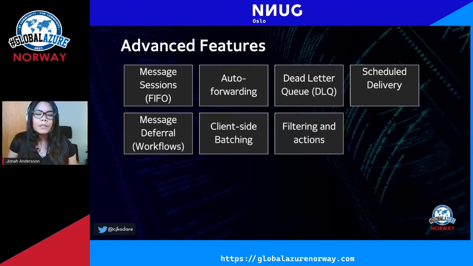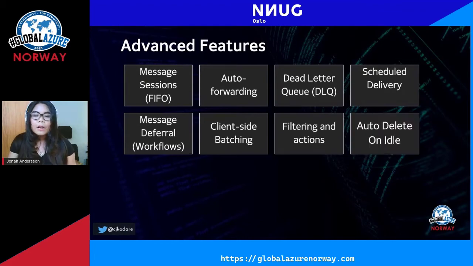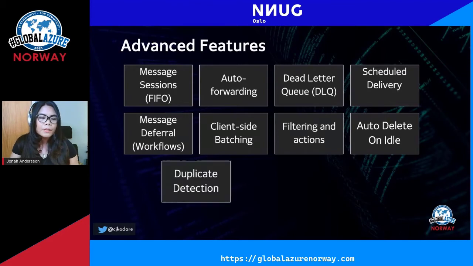And filtering and actions. This is specific to topics. For example, you can filter using your SQL filter and correlation filter. So you can filter which messages you want to send to the subscriber based on the topic that they are subscribed to, for example. And auto delete on idle. So you can assign auto deletion upon a specific idle time or interval. So there are certain scenarios where this is useful in your messaging service.